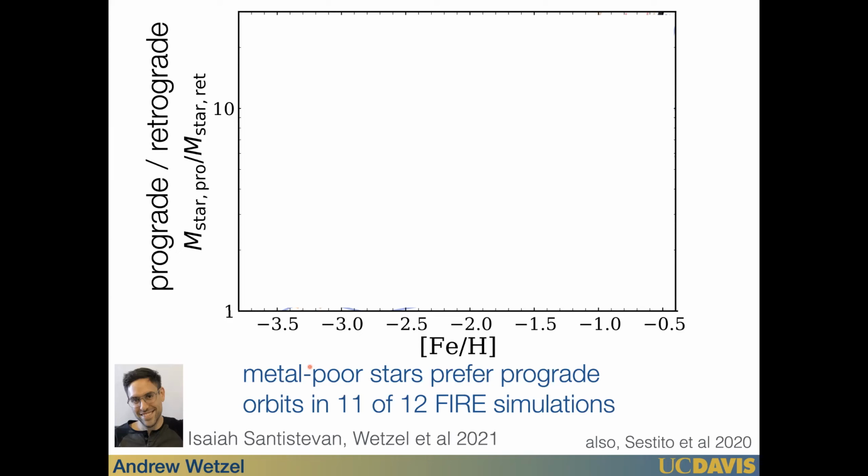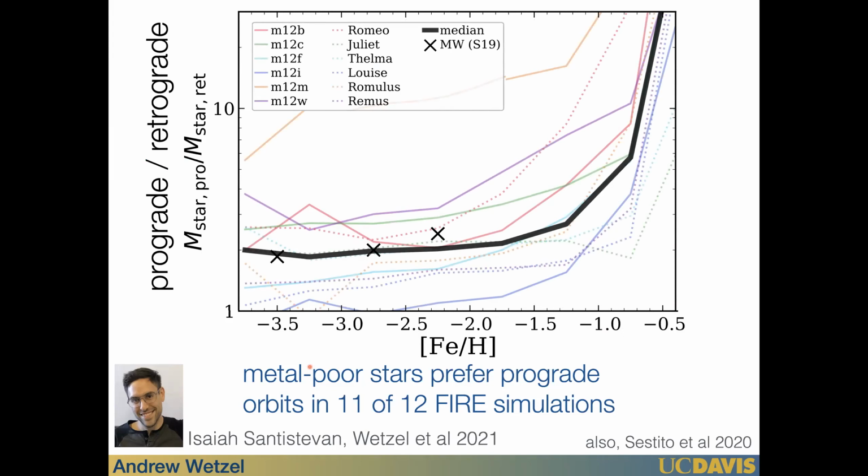And then we just look at the ratio of such metal poor stars that are on prograde versus retrograde disk orbits. Sorry, this is now as a function of iron abundance, of metallicity. And the X's here show the observed values for the Milky Way. And the thick line shows the median amongst our suite. And you can see the different simulations shown individually there.